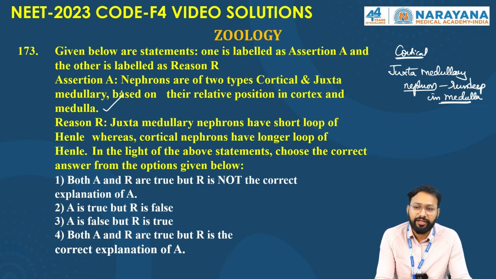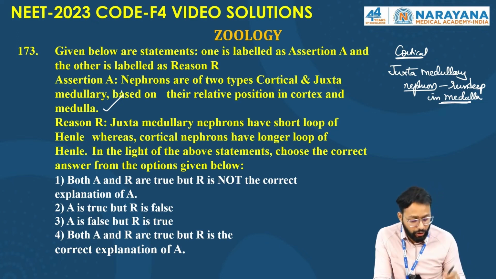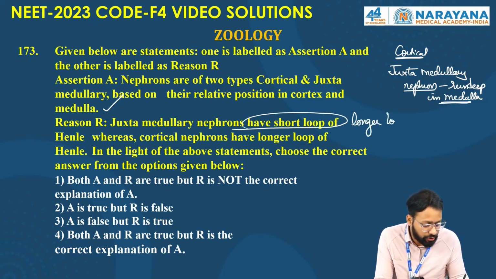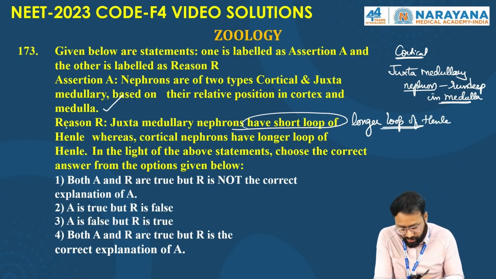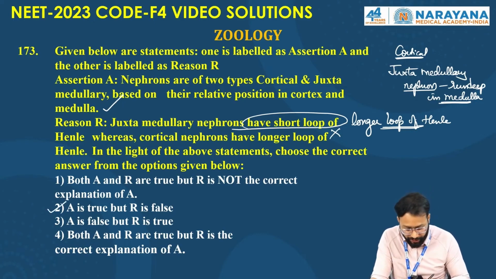Assertion is correct. Reason statement: juxtamedullary nephrons have a short loop of Henle. No. Comparatively, they have a longer loop of Henle. So the loop of Henle statement is wrong. Here the statement is incorrect. So directly we can go with A is true, but R is false. Option 2.